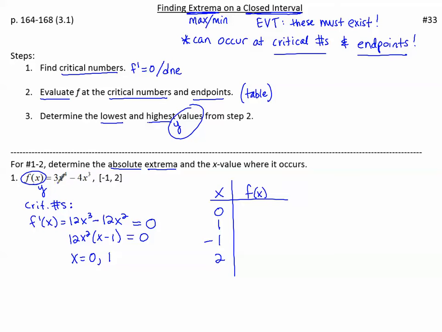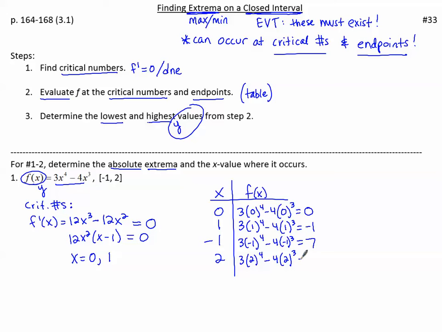Plugging in 0 into our original function makes 3 times 0 to the 4th minus 4 times 0 cubed, or 0. Plugging in 1 into the original function makes -1. Plugging in -1 into the original function makes 7, and plugging in 2 into the original function to find the y value makes 16. So, of all of these values, this is the lowest of the y values for our min.